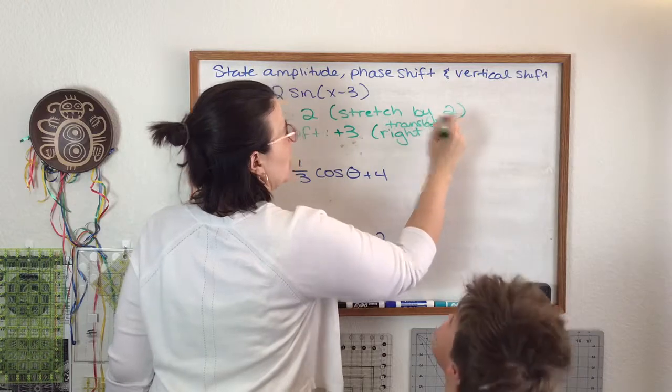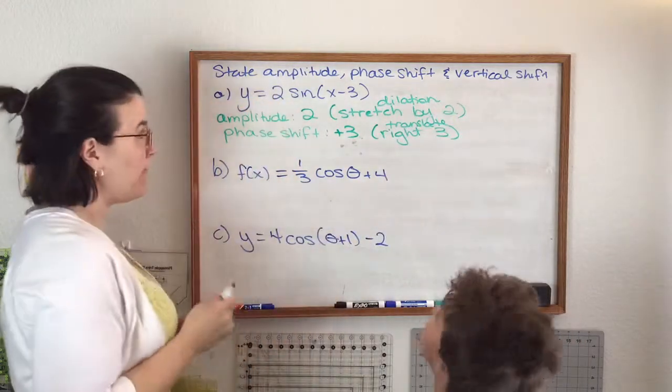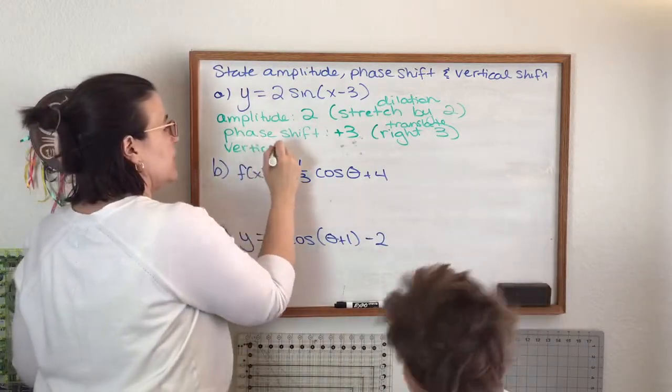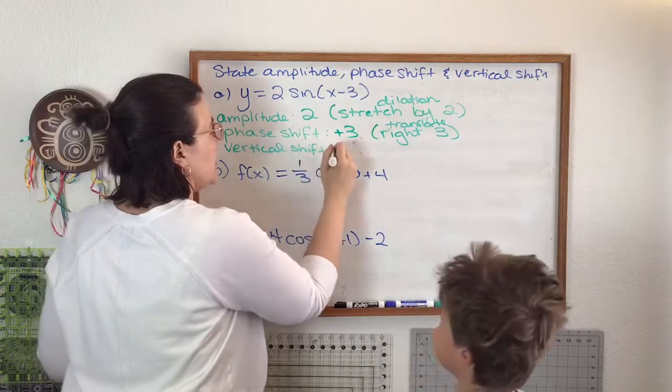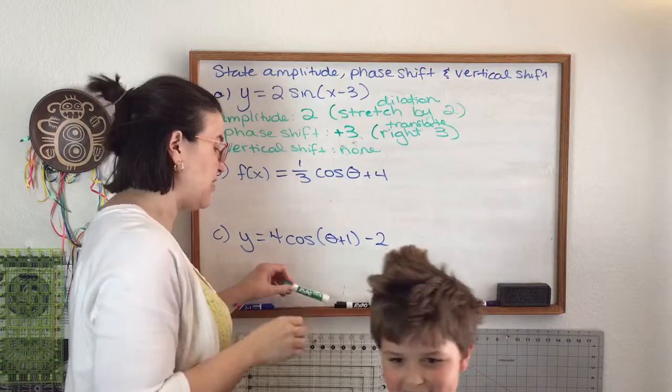So that was a translation, and this is a dilation. All right, now, this one doesn't have a vertical shift, because I did ask for it. You could say it has no vertical shift. None, NA, whatever indicates that there is none.